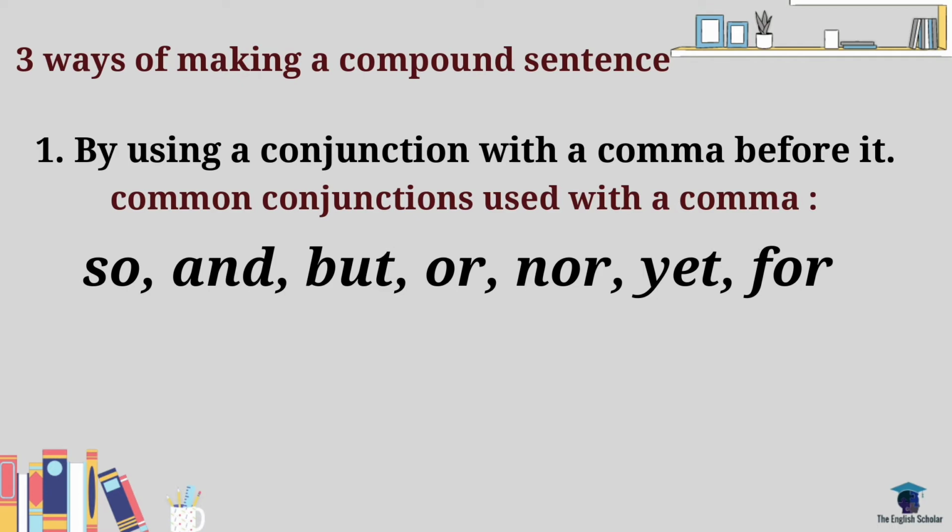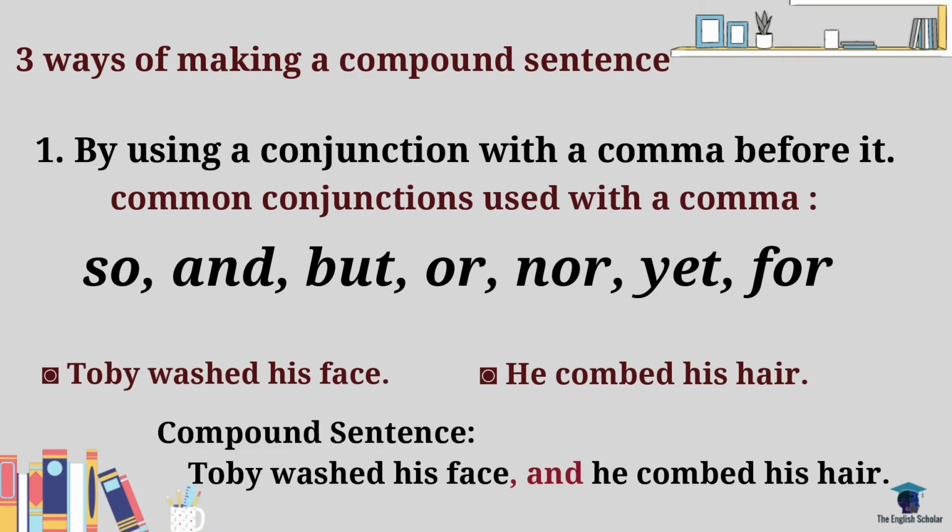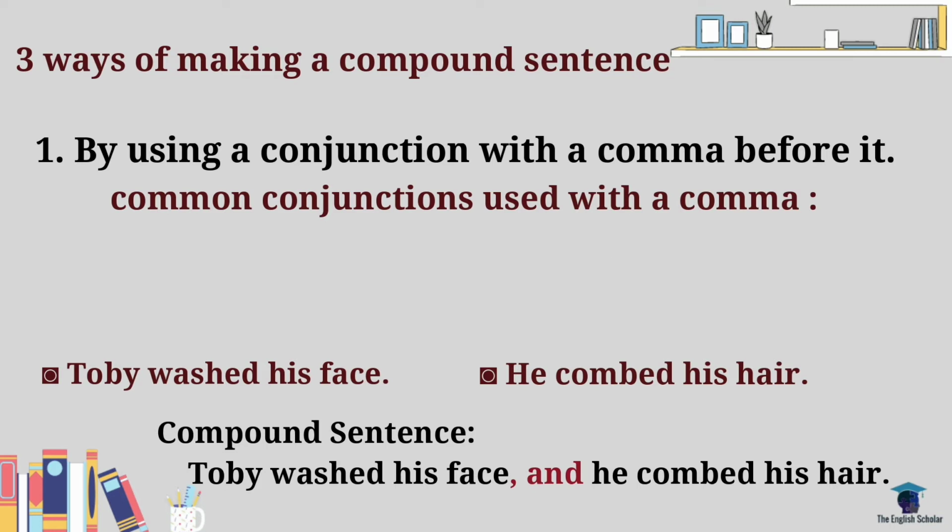So let's combine the two example sentences we have. Toby washed his face, comma, plus the conjunction and then he combed his hair. Simple, right? Remember that when we combine two simple sentences using conjunctions to create a compound sentence, we always put a comma before the conjunction, just like the sentence.